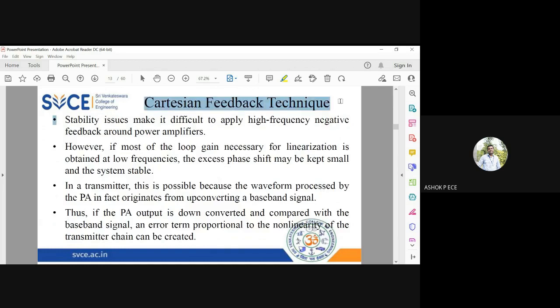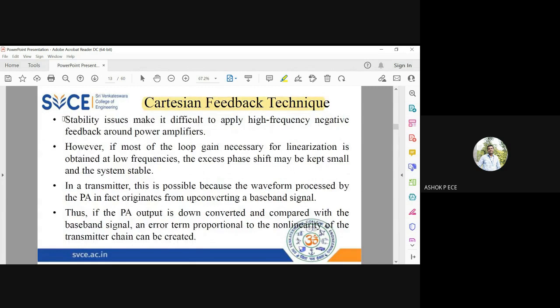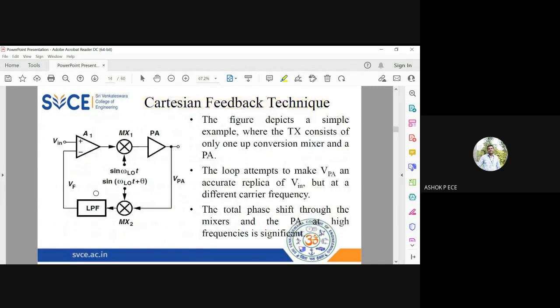The second technique is the Cartesian feedback technique. It is similar to negative feedback. You can see here, I give an input signal, I amplify it, and I multiply by the LO and send it to the power amplifier. I take the output, multiply by the same LO with a phase shift of theta, filter it, and again give it as a feedback signal to the op amp. So it is a simple example.